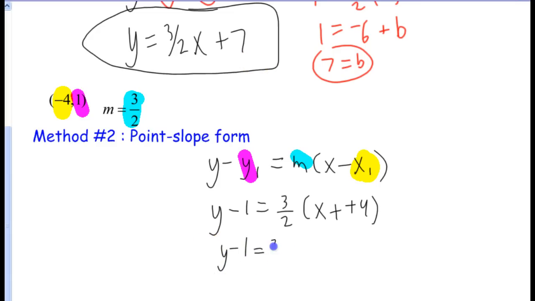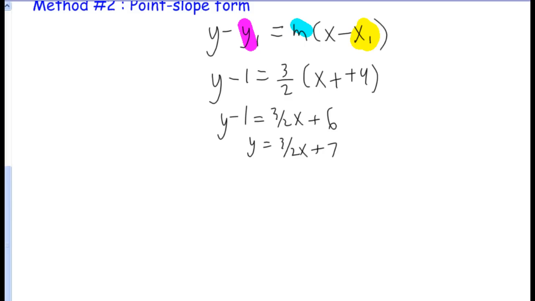y minus 1 equals 3/2 x. 3/2 times 4 is 12/2, which is 6. Add 1, we get y equals 3/2 x plus 7. By the way, if you wanted to, just show off to your friends. Remember we mentioned standard form a minute ago, ax plus by equals c. I'm not sure if it's in this lesson, but you need to know this if you don't already. In standard form, this number is always positive. So you have to make sure that number is positive. And the other thing that's true is a, b, and c all have to be integers.